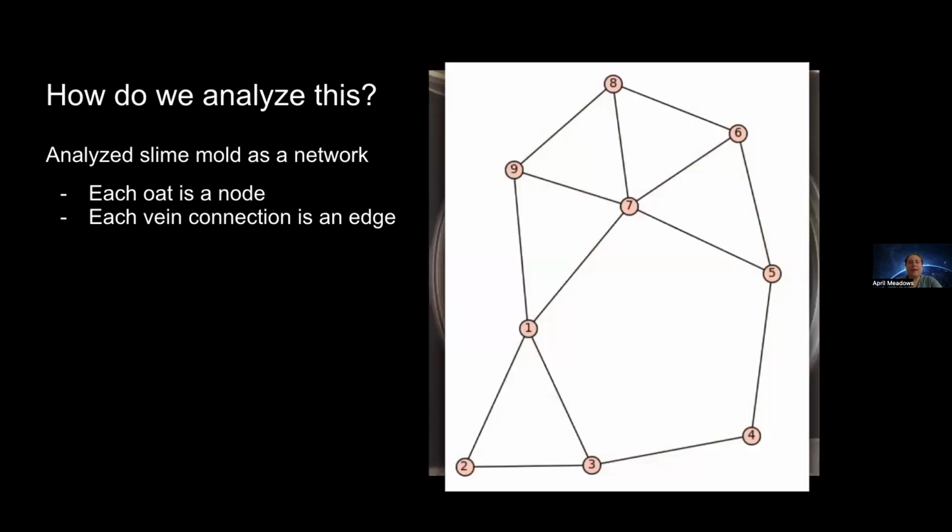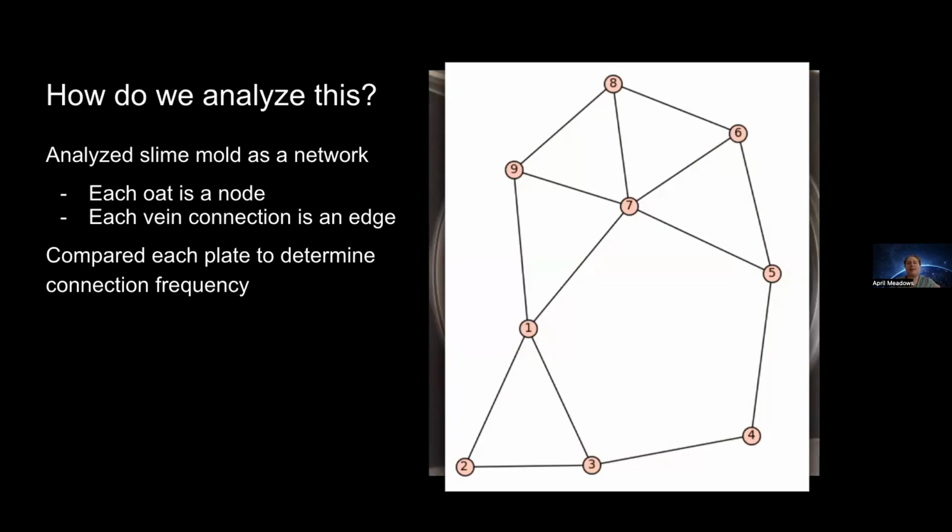From there, we can actually make a graph out of it to analyze it mathematically. And we would compare each plate to determine how often these connections were happening. So, for example, between 1 and 2 on this image, how often does that connect? And this was done visually, so it would be nice to actually build upon this with some computational analysis, which Akash will discuss next.